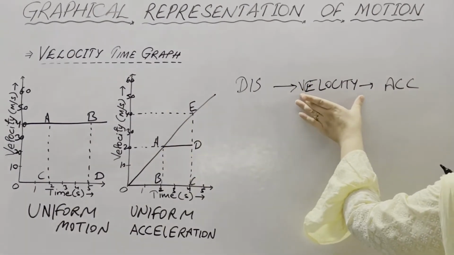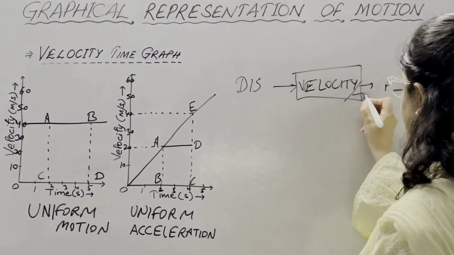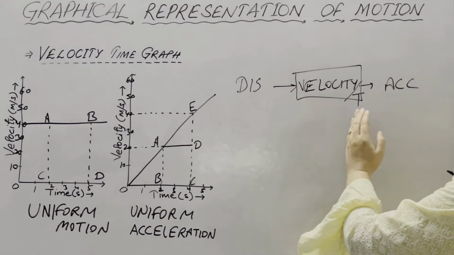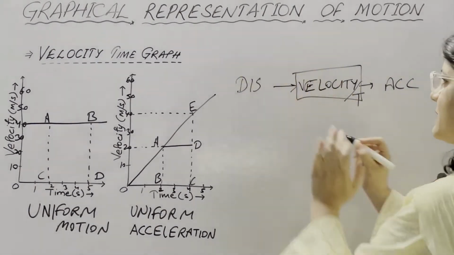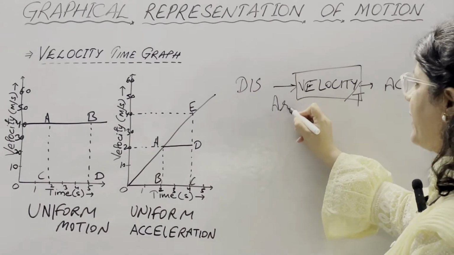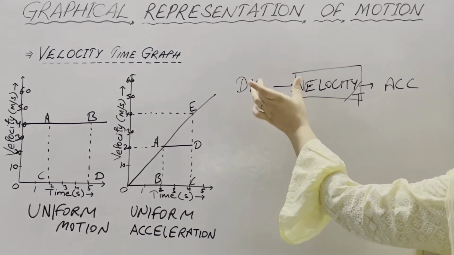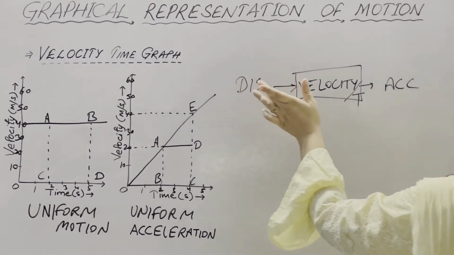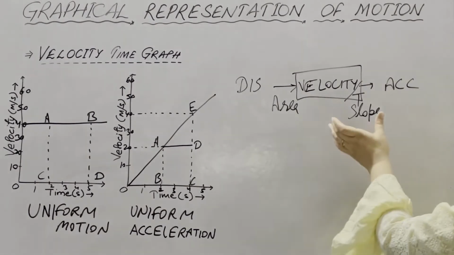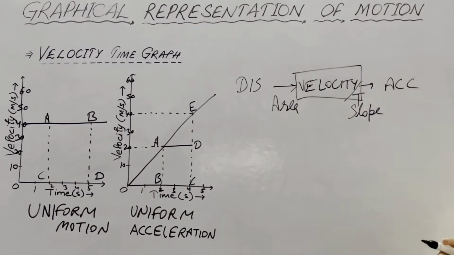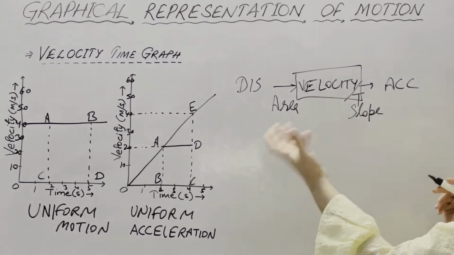But if we are using the velocity versus time graph, we can calculate distance as well as acceleration. If we want to calculate distance, then we need to find the area of the graph. If we find the area, then we come to the distance covered by the object. And if we find the slope of this graph, then we come to the conclusion of the acceleration of the body. So the velocity time graph can be used in both ways.